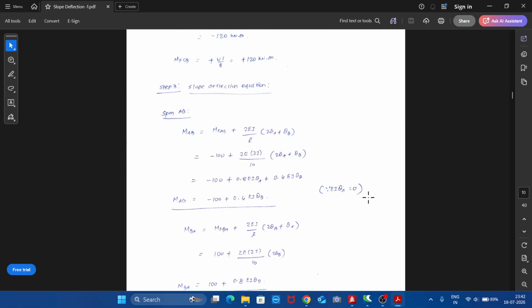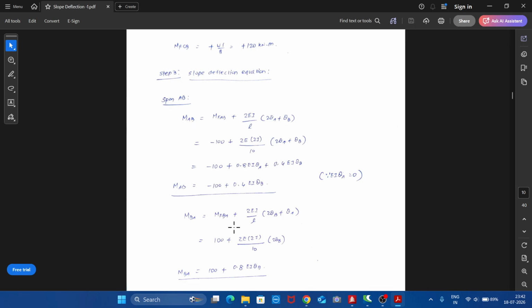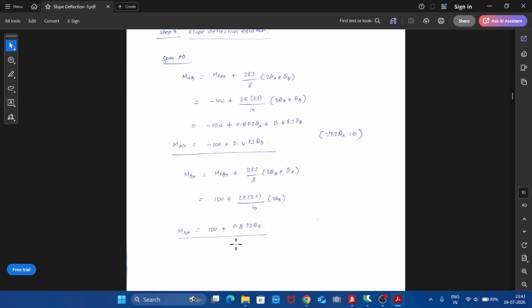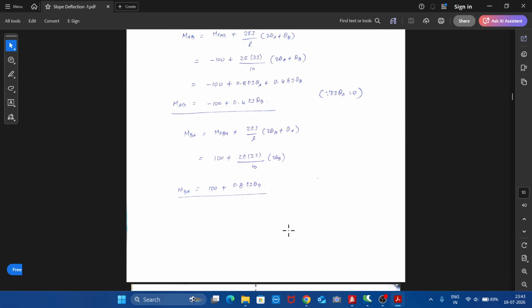And since EI theta A equal to 0, we can ignore it and therefore we will be getting minus 100 plus 0.4 EI theta B. Then in span AB we have MBA. So MBA equal to M of BA plus 2 EI by L, 2 theta B plus theta A. So M of BA we have calculated 100 plus 2E into I is 2I divided by L, that is 10 meters, into 2 theta B because theta A is 0. That will get 100 plus 0.8 EI theta B.